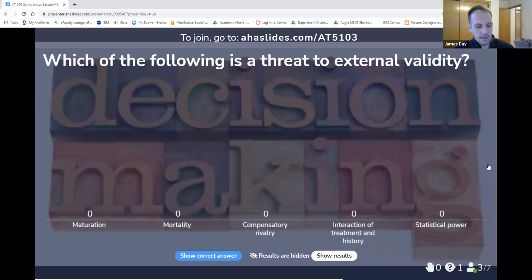So which of the following is a threat to external validity?